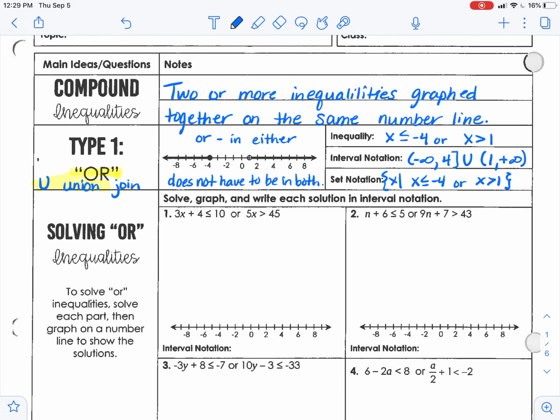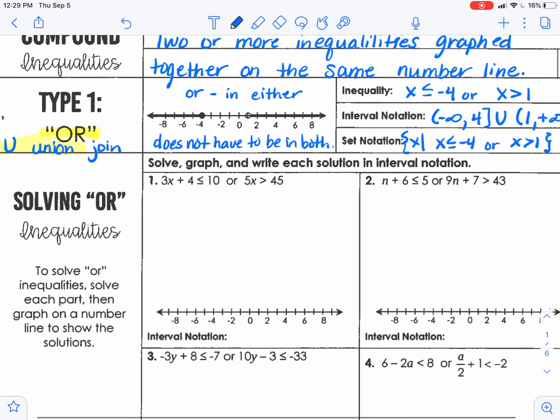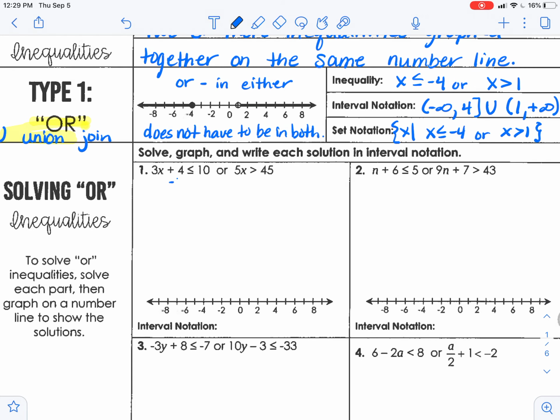So let's look at what we're going to have. First off, you're just going to have two inequalities you have to solve. Those are going to be your normal equations that we're solving. So first one, we're going to add 4. 3x is less than or equal to 6. Divide by 3. x is less than or equal to 2. Next one over, we're going to divide by 5. So this is all our normal work, nothing different: 9.